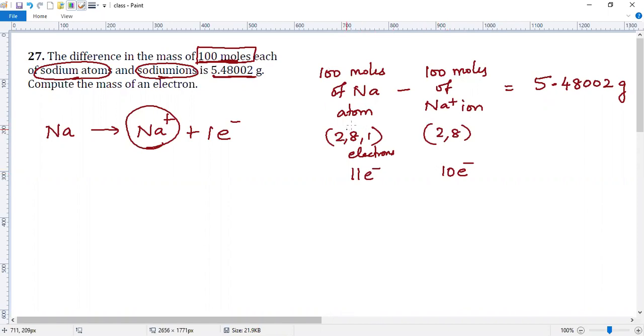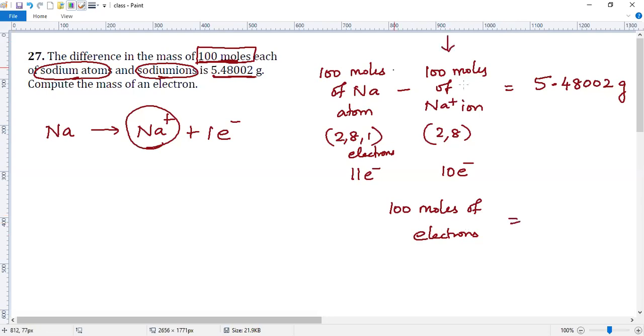The difference between 100 moles of Na atom and 100 moles of Na plus ion is 100 moles of electrons. Correct? Each atom and each ion differs by one electron. So totally, if it is 100 moles of Na atom, how many electrons difference will come? 100 moles of electrons. Correct? One electron is the difference. Yes, totally 100 moles is there. So in total how many electrons are there? 100 moles of electrons. So the mass of those 100 moles of electrons is what has decreased here.